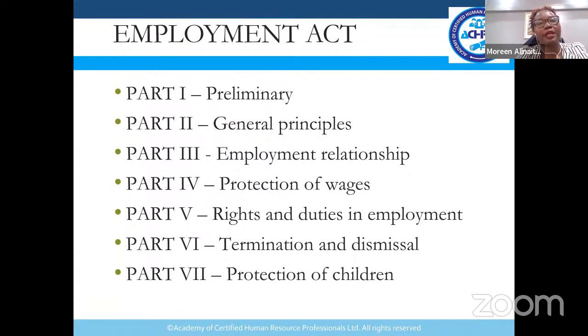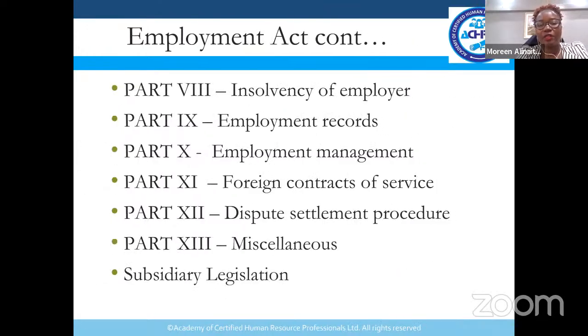So we'll move on to the Employment Act swiftly, and we have it arranged in different parts. We have the preliminaries, which have the definitions of things and establishment of very many things. We have general principles in the Employment Act. We have the employment relationship, when is it created? We have protection of wages, rights and duties of an employer and employee, termination and dismissal, protection of children, insolvency of employer, employment records, employment management, foreign contracts of service, dispute settlement procedure, and the miscellaneous. We also have the subsidiary legislation, which is now the legal notice number 28 that comes in.